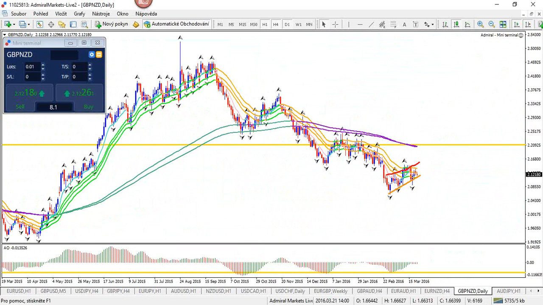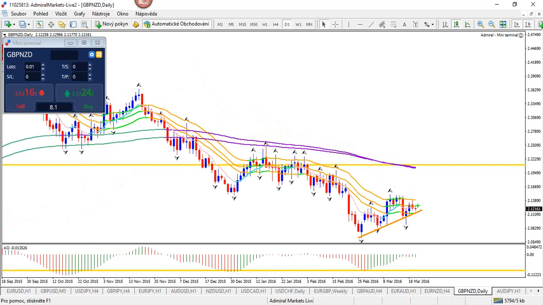Pound New Zealand looks like a bit of a bear flag, but one that does have divergence here, double divergence. So from that point of view, I think the pound New Zealand is definitely something that could make a retracement up to the long-term moving average. So I'll be careful with downside on the pound New Zealand.